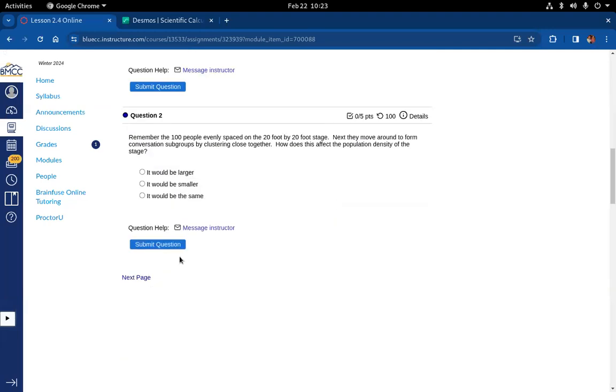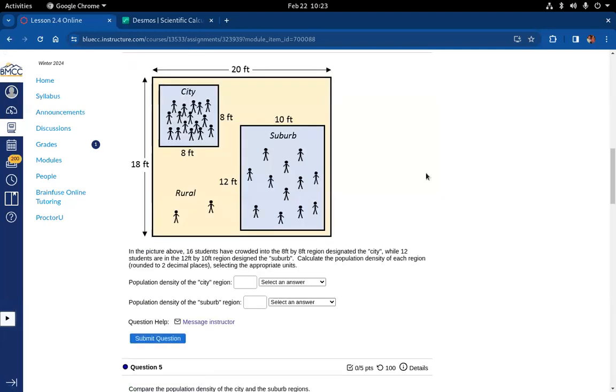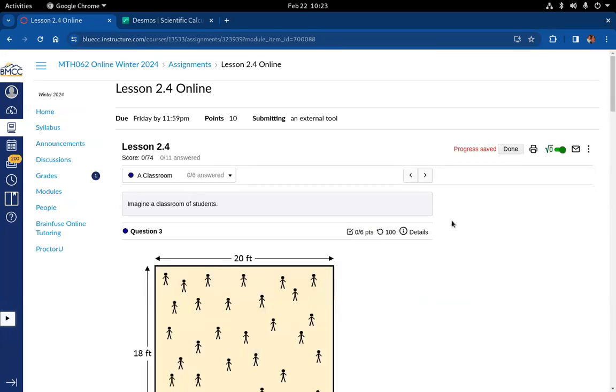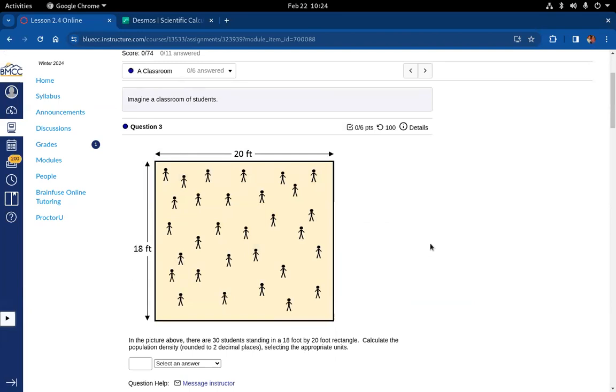Let's take a look at the next. So this here, actually, let's go up here. Slightly different situation. So now we're imagining a classroom full of students, and the classroom is 20 feet by 18 feet, and there's 30 students occupying that. So we want to calculate the population density for this. So let's do that. I'm going to take a quick screenshot of this.